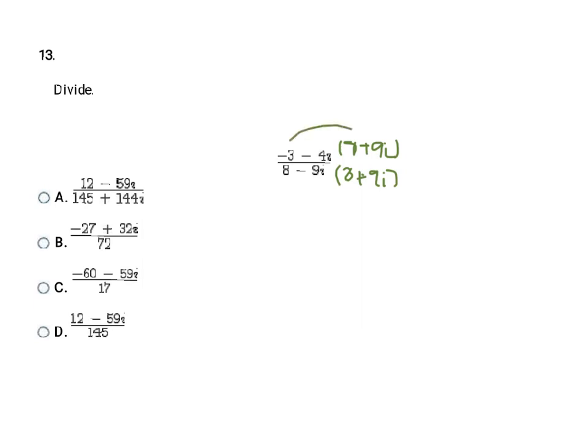I'm going to take negative 3 times 8 is negative 24. And then negative 3 times 9i is negative 27i. And then I'm going to take the minus 4i times the 8 is negative 32i. And then negative 4i times 9i is negative 36i squared.